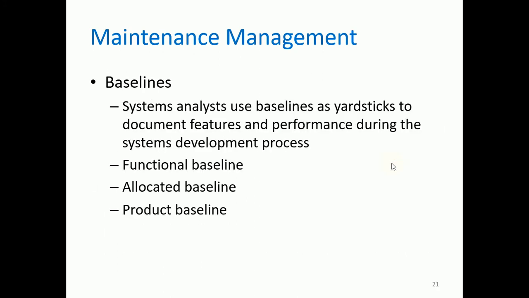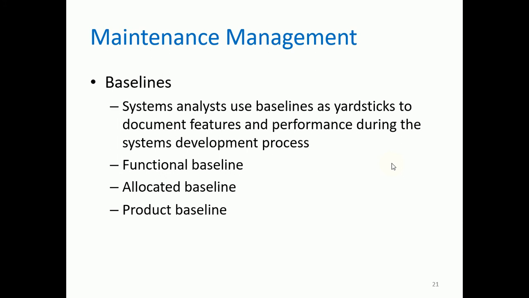Okay, next we have baselines. Systems analysts use baselines as yardsticks to document features and performance during the system's development process. We have three baselines: the functional baseline, the allocated baseline, and the product baseline. The functional baseline is the configuration of the system documented at the beginning of the project. So that is the functional baseline.